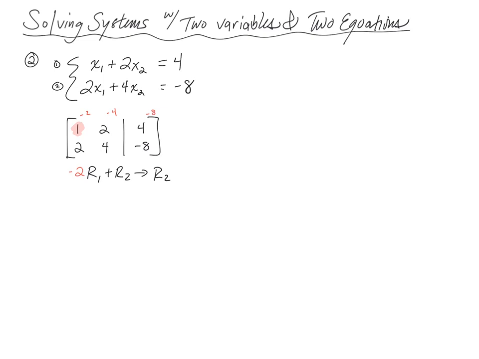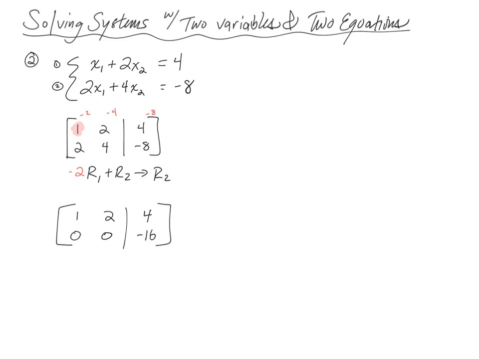And from there, we can add these red values to these black values. Okay, so negative 2 plus 2 is 0, and this will be going in row 2. Negative 4 plus 4 will be 0, and negative 8 plus negative 8 is negative 16. The first row does not change.